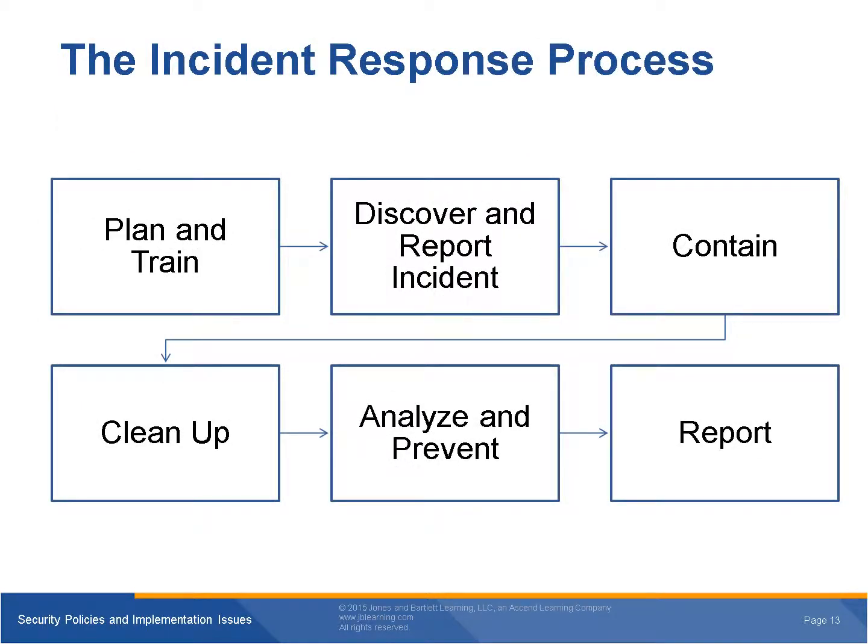The incident response process. There are different steps for an incident response process. First one is plan and train. In this part, you would obtain funding, update the charter, select the IRT members, create scenarios, train, and update awareness. Next would be discover and report incidents. So you identify an incident, you open an incident, activate the IRT, then notify leadership.